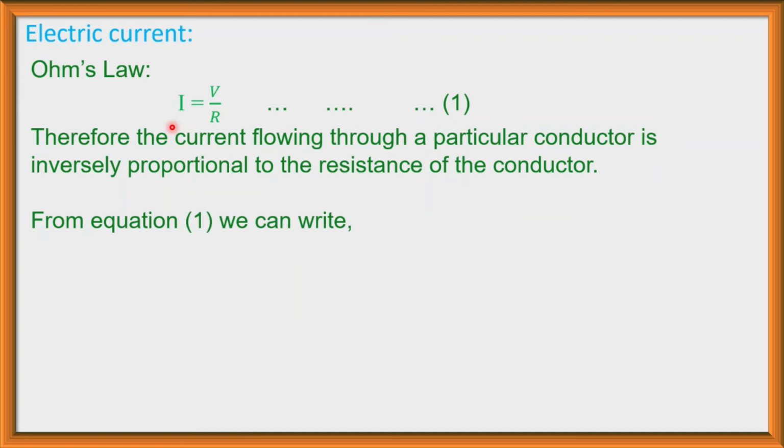And from equation 1 we can write V is equal to I into R. So V is equal to IR. This is equation number 2. And also you can write R is equal to V divided by I. This is equation number 3. These three equations are very important. This is the relation among potential difference V, electric current I, and resistance of the conductor R.